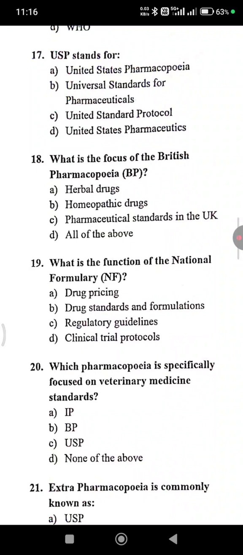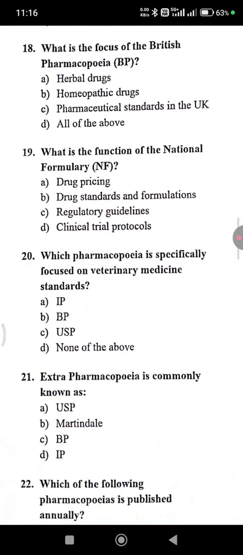What is the function of a national formulary? That is option B, drug standards and formulations. Drug standards and formulations. Since it is a formulary, formulations are needed.